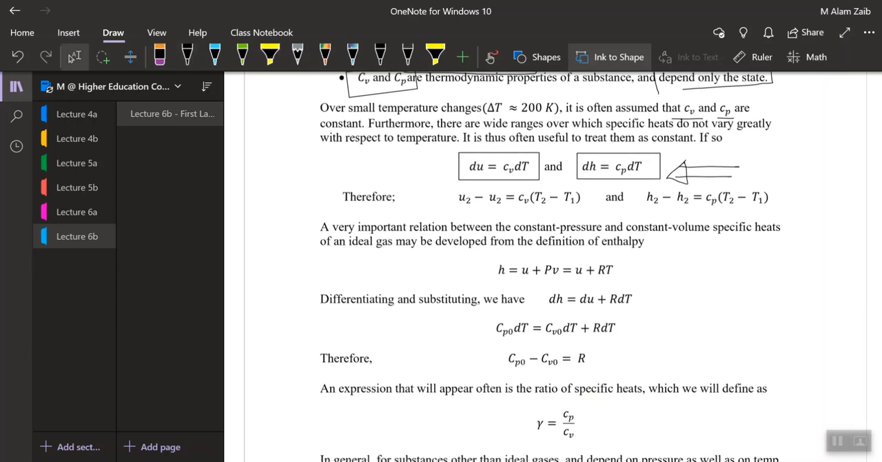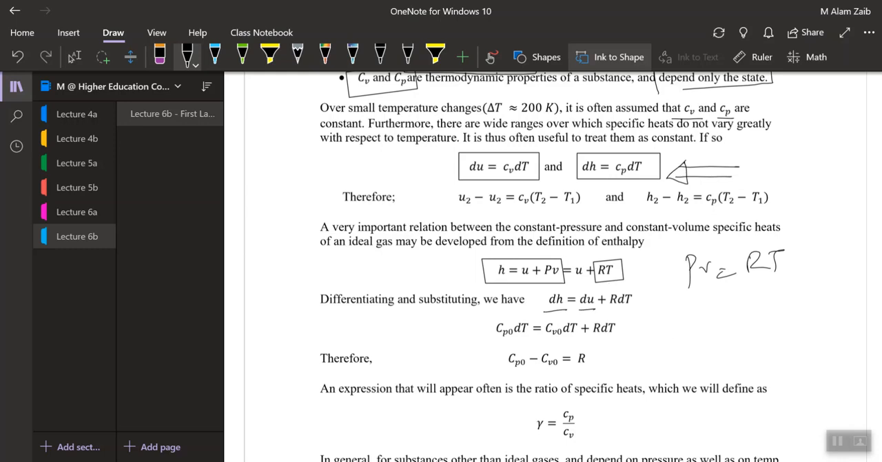One important relationship we can find out using them is a relationship using the ideal gas equation. H is equal to U plus PV from the previous equation. PV is equal to RT for the ideal gas equation. You can just put the RT in here. So H is equal to U plus RT. Differentiating and substituting, we have dH is equal to dU plus R dT.